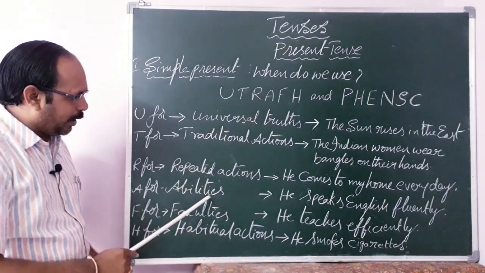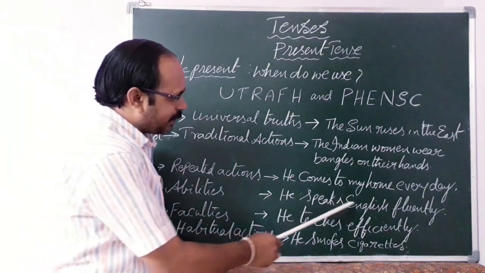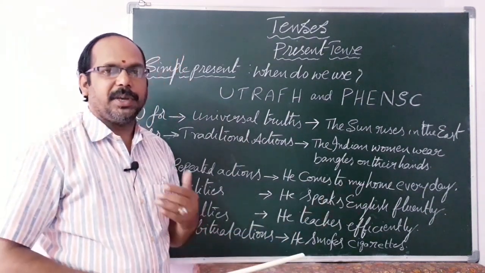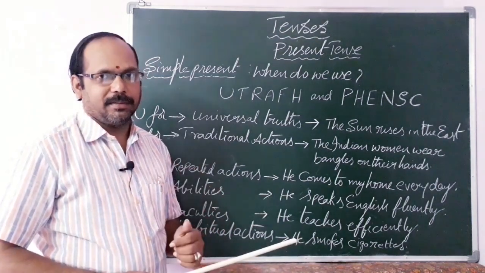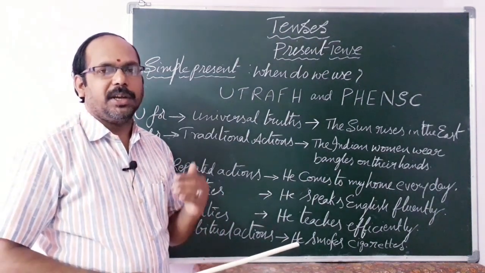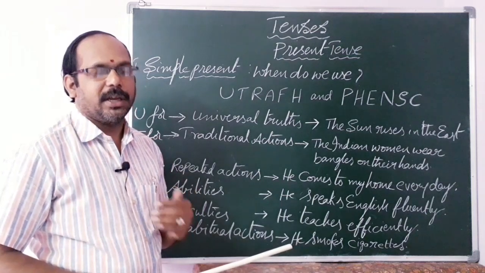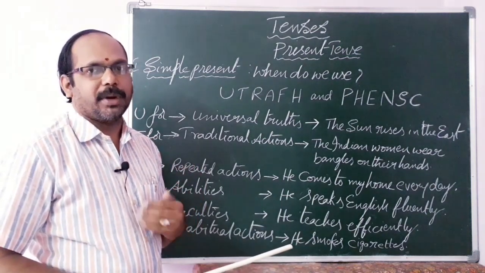And fourth one, A for abilities. He speaks English fluently. He speaks English eloquently. So it shows the ability of that person or the subject. In that sense, we can use simple present.